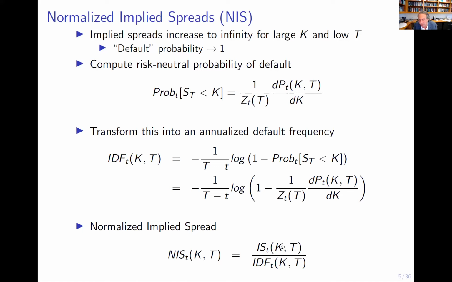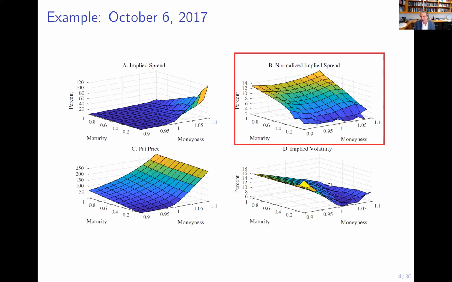Essentially, the implied spread in units of default probability. This is neutral, of course. Okay, so it's a different type of unit, and I'm going to give you an interpretation of this. However, if you plot it, you end up with something like that, which is much similar, at least in terms of how it looks, to the implied volatility.